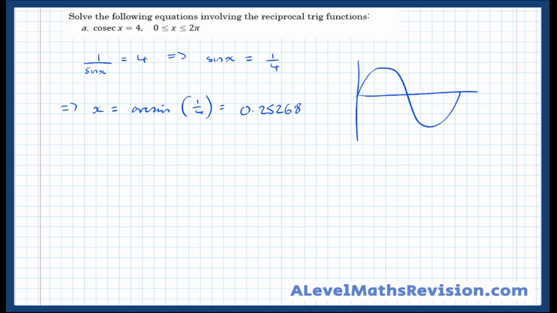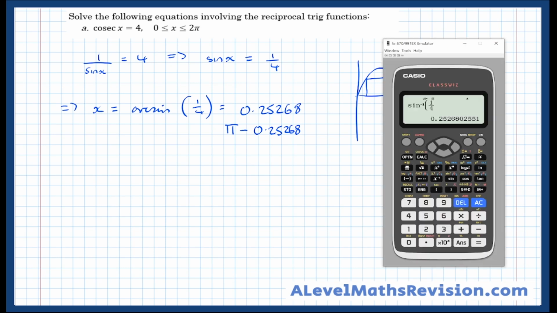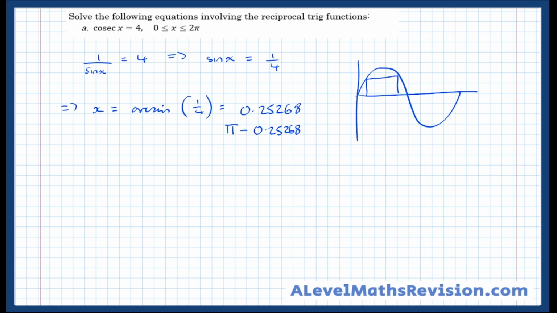draw the graph. 0.25268 is about there, meaning that that one is there. So you've got pi minus 0.25268 also. So pi minus that is 2.8889. So we'll give the answers to at least 3 significant figures. I prefer 4 significant figures just to be safe, unless otherwise asked, obviously.